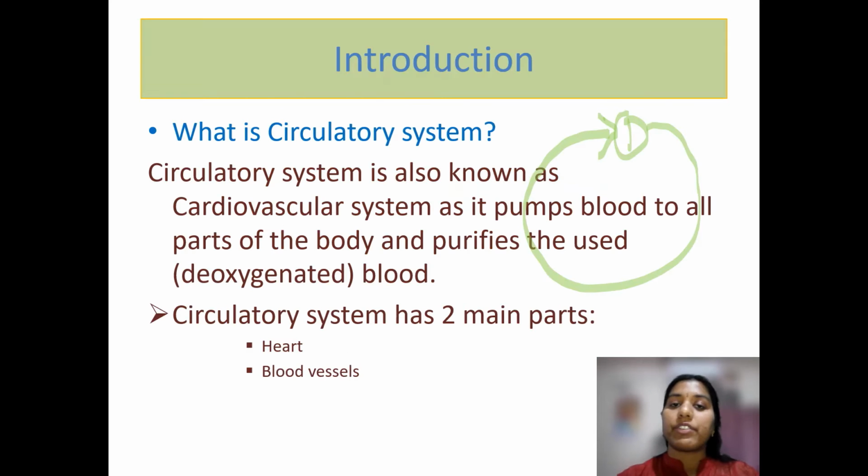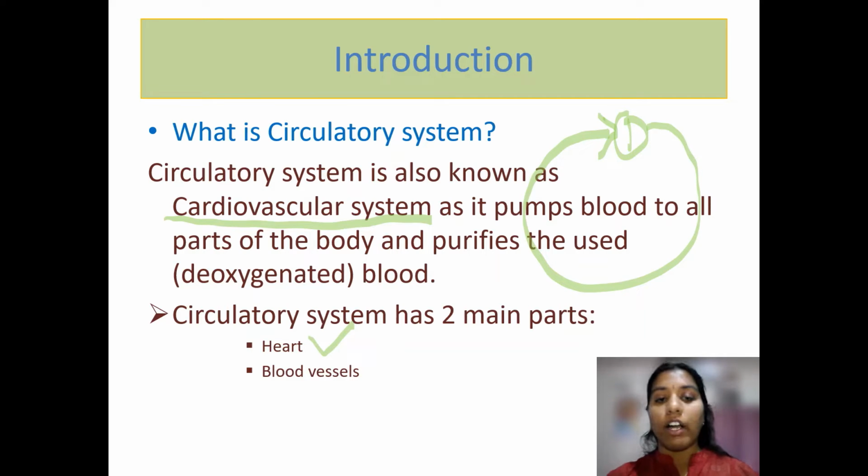Today I'm going to take a brief about the circulatory system. The circulatory system is also called the cardiovascular system, which means that it consists of three main parts. That is, the cardio describes the heart, the vascular system describes the blood vessels, and the main fluid that connects these two organs is blood.